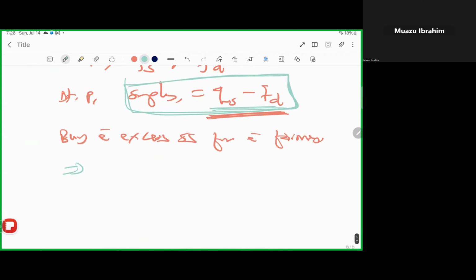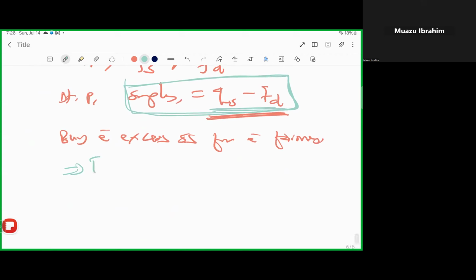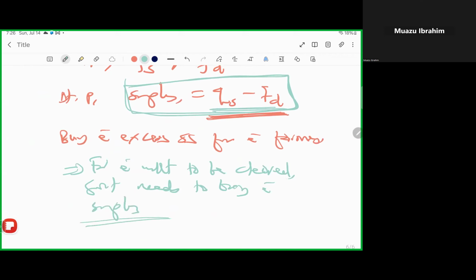So in this case, for the market to be cleared, government needs to buy the surplus. So you need to estimate the surplus. If I give you a question and ask you to estimate how much the government should buy to clear the market, it means that the government should buy the excess supply, the surplus.